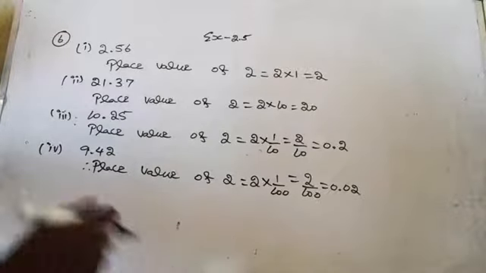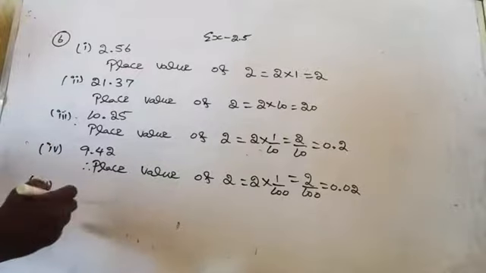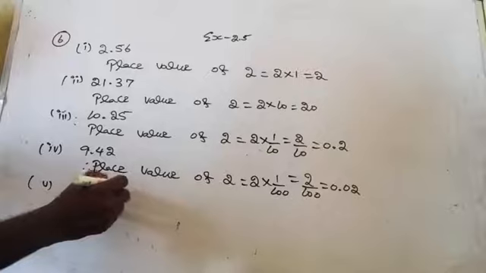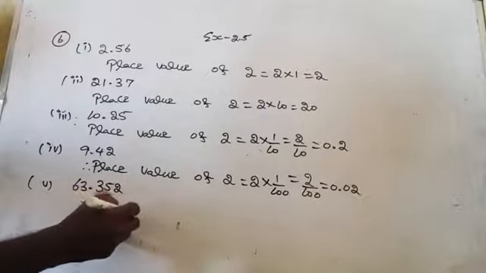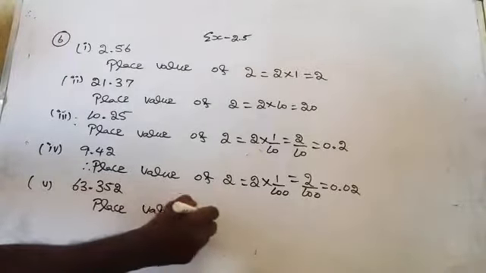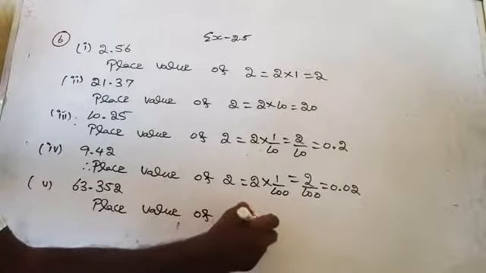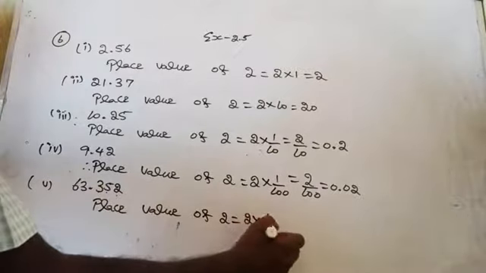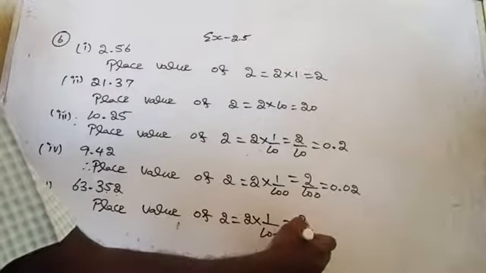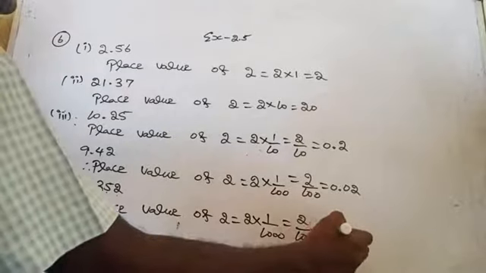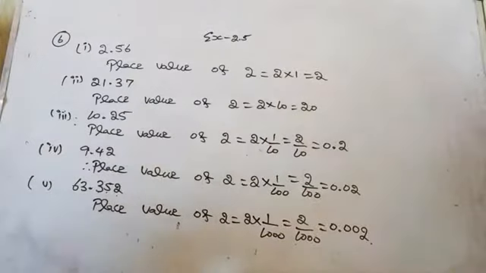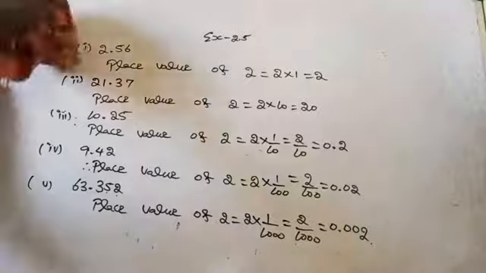The last part of the question is 63.352. The place value of 2 is 2 into thousandths. So 1 by 1000, which is equal to 2 by 1000. So you have to write 3 decimal places in the numerator. So 0.002 here. Am I right? Now come to question number 7.